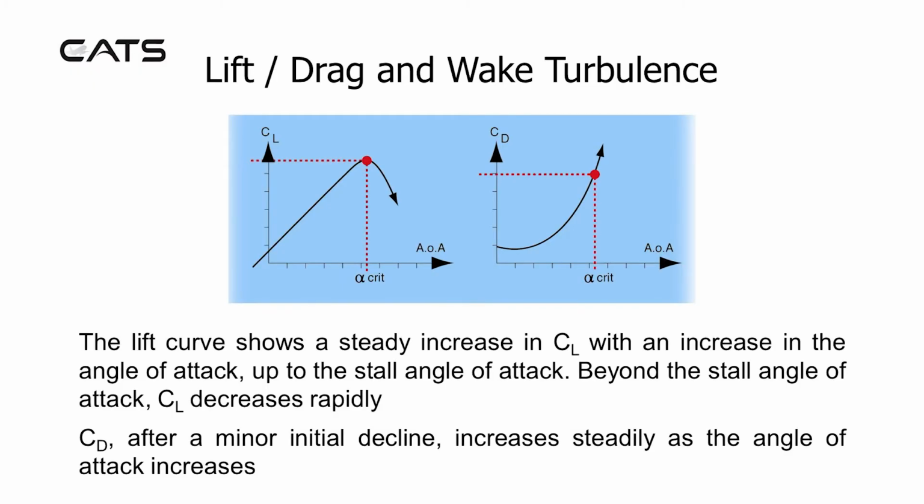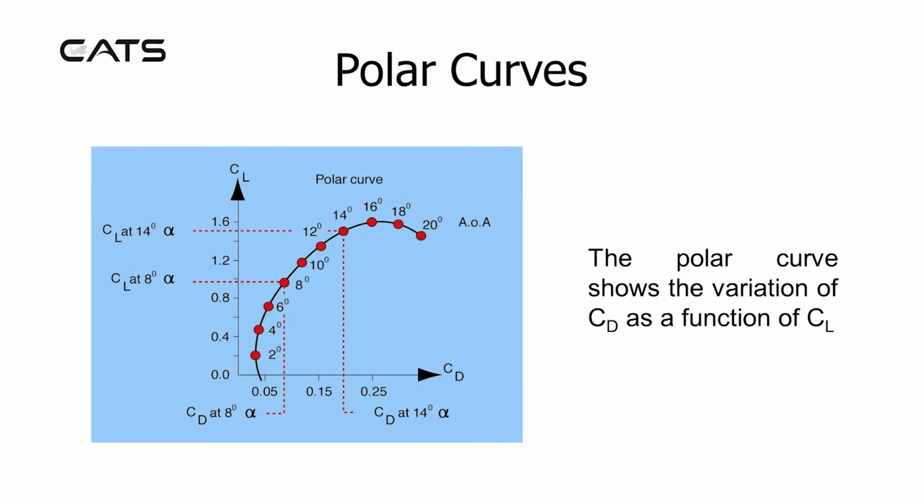Lift, drag and wake turbulence. In the graph on the left, CL versus alpha, the lift curve shows a steady increase in CL with an increase in the angle of attack up to the stalling angle of attack. Beyond the stalling angle of attack, CL decreases rapidly. On the graph on the right, CD versus alpha, CD after a minor initial decline increases steadily as the angle of attack increases.